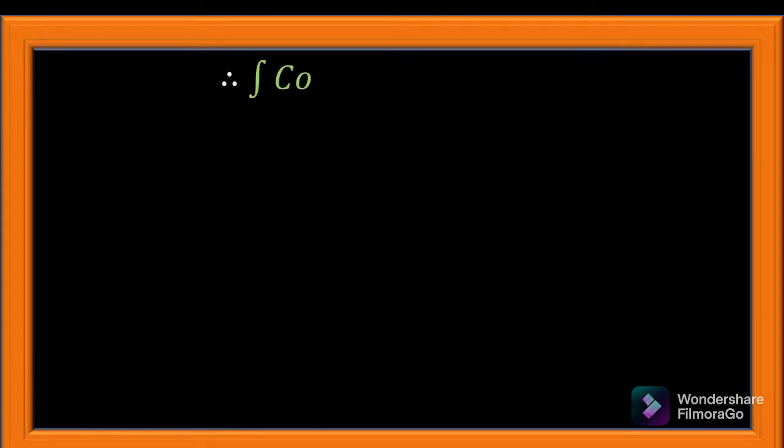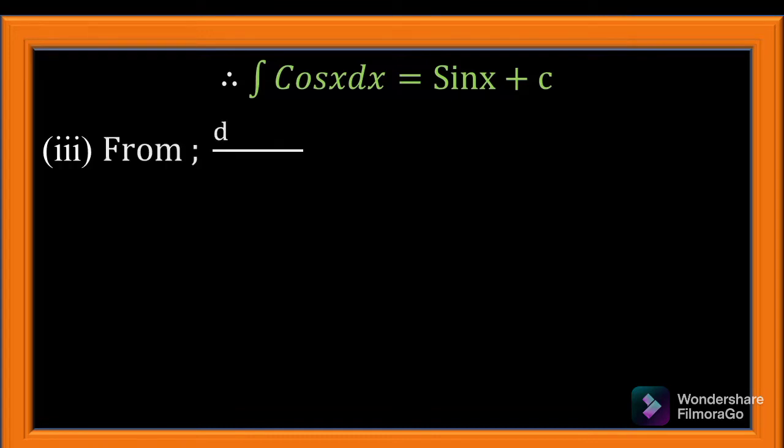So we can make that conclusion that indeed when you integrate cos x with respect to x, you get sine x plus c. Very important for us. Let's move on to Roman 3. We also recall that from the derivative with respect to x of tan x equals sec squared x, we can now also integrate both sides with respect to x.